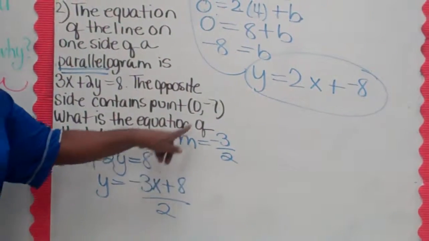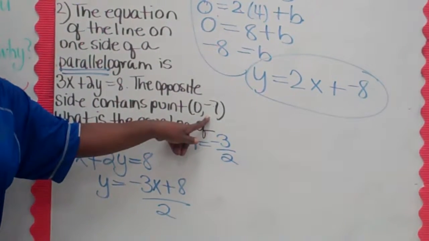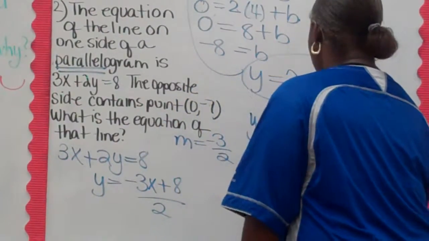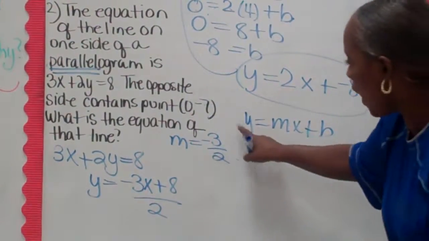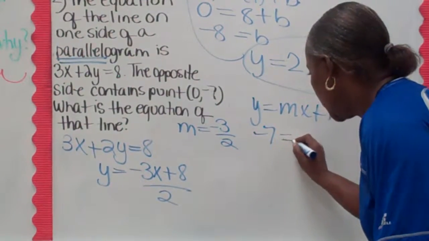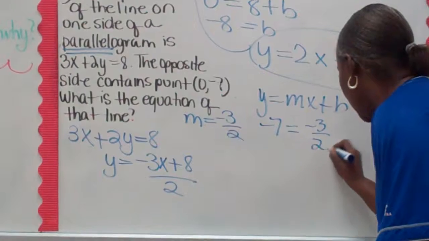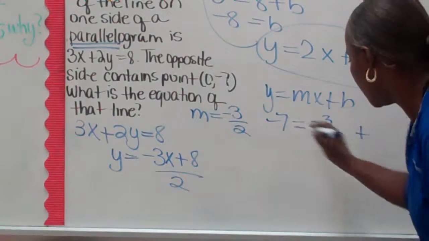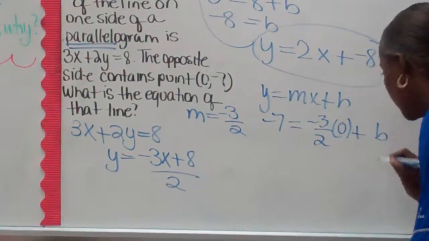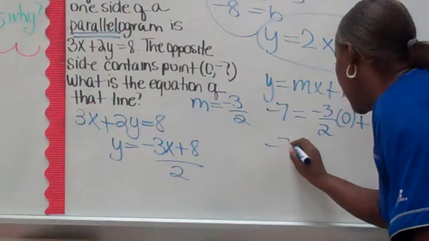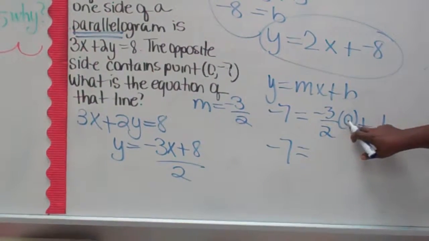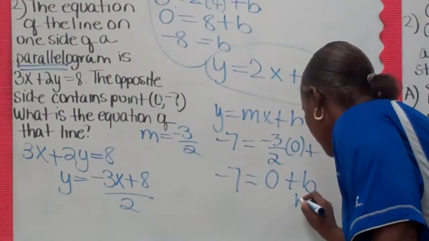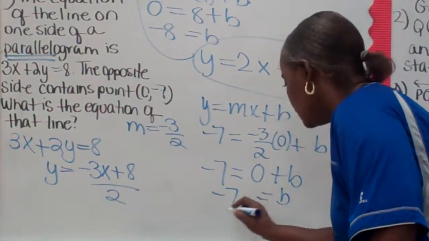So now I have this slope and that point. I'm going to use y equals mx plus b to get the equation of the line. I'm going to plug my y coordinate in, which is -7, equals the slope, -3/2 x plus b. Instead of my x, I'm going to put in my 0, plus b. So now I have -7 equals -3/2 times 0. Any number times 0 is 0. So I have 0 plus b, and b turns out to be -7.